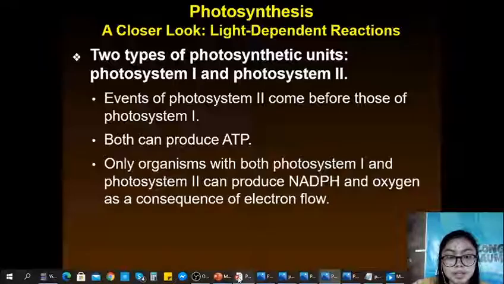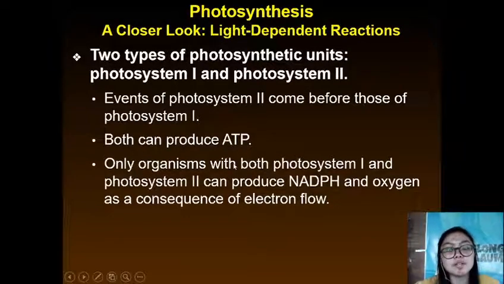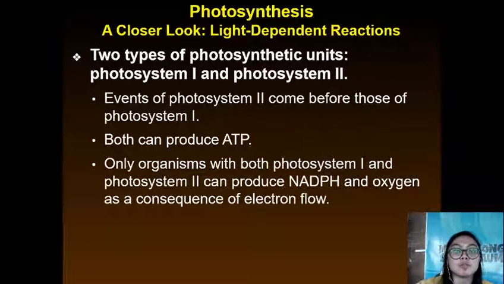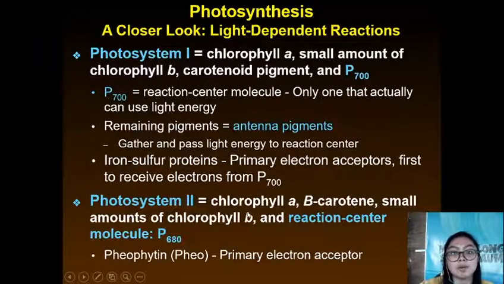So let's go back here. Events of photosystem 2 come first before those of photosystem 1. Both can produce adenosine triphosphate, and only organisms with both photosystem 1 and photosystem 2 can produce NADPH, or what we know as nicotinamide adenine dinucleotide phosphate, and oxygen as a consequence of electron flow.